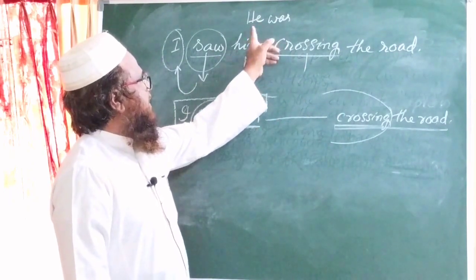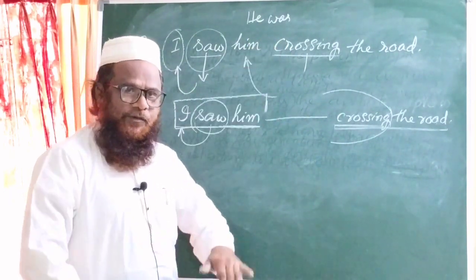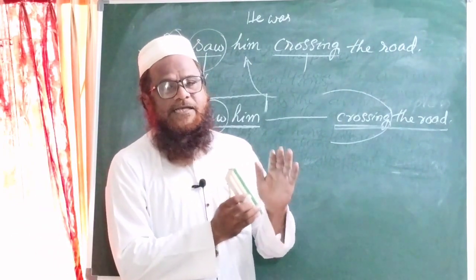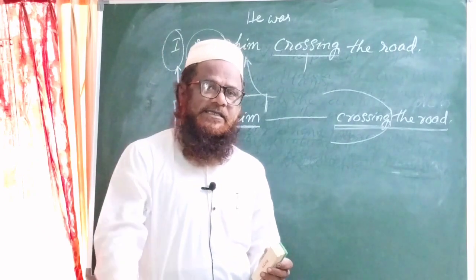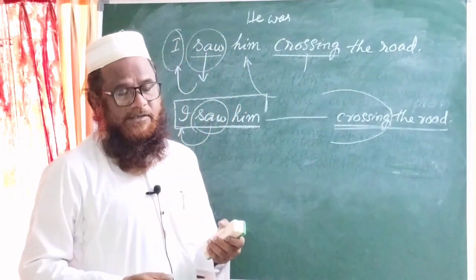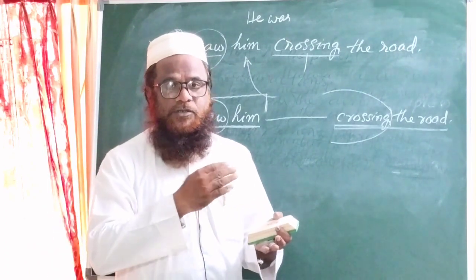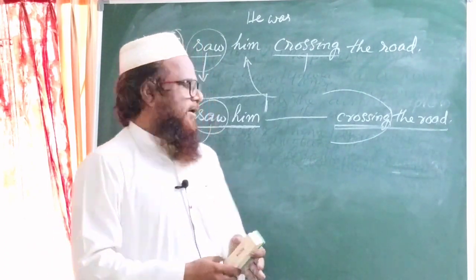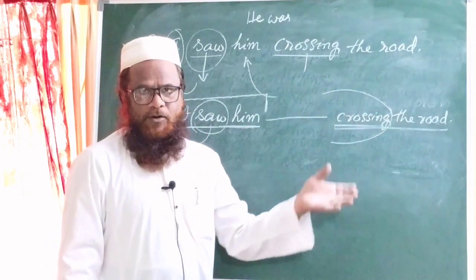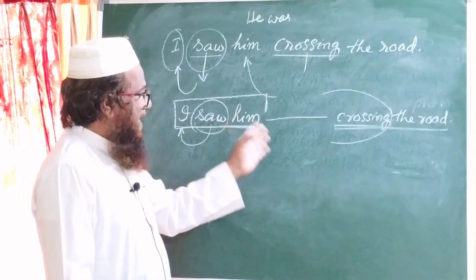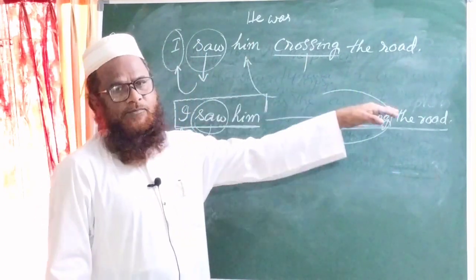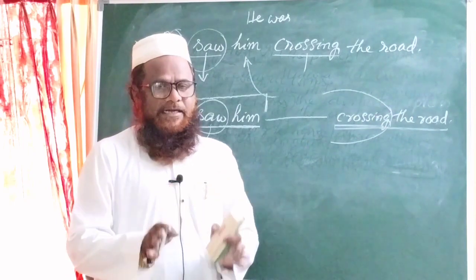It means he was. In other words, if we want to make it into a complex sentence, of course it is not at the high school level, it will be for college, intermediate and degree students. So they will give a simple sentence and they will be asked to convert it into a complex sentence. We can write, I saw him while he was crossing the road. There is a complex sentence. I saw him and he was crossing the road. Compound sentence. I saw him crossing the road. Simple sentence. Don't get confused.